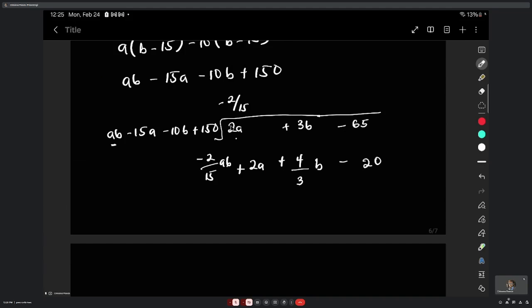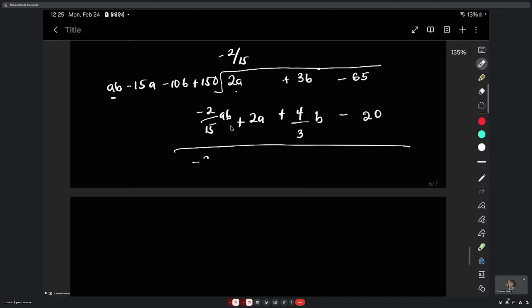So we want to remove B now. After that, what are we going to get? Minus 2 over 15 AB, right? We're subtracting, sorry, this will be plus. So A has gone, right? This will be 3 minus 4 over 3, that's plus 5 over 3, then minus 45, right?